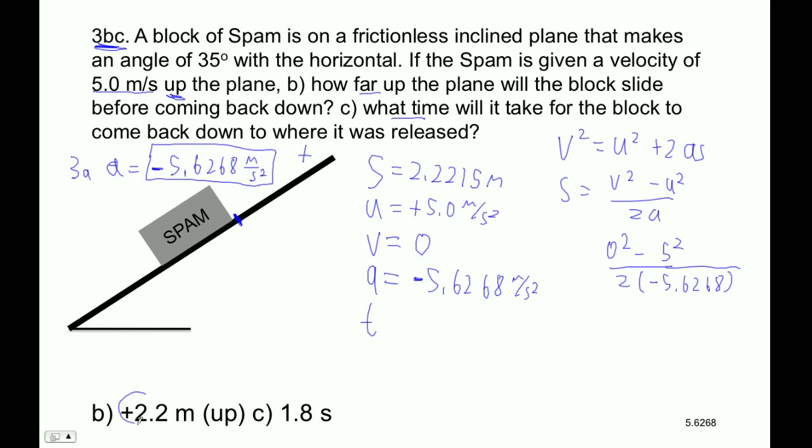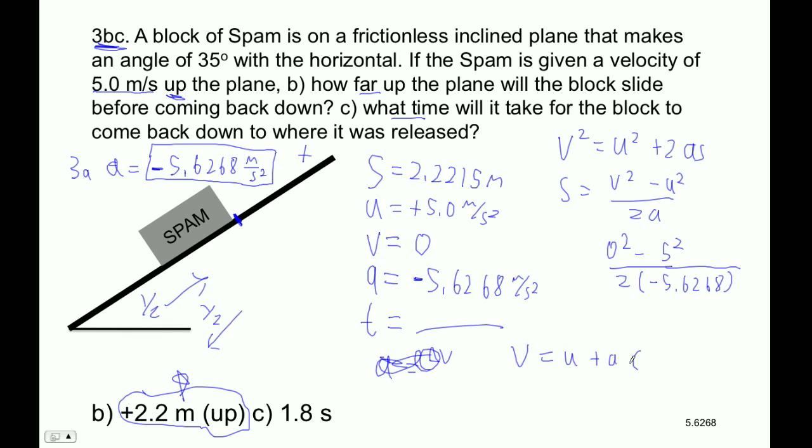So there's that answer. Then it asks how much time it takes to come back down to where it was released. To find the time, I'm going to find the time up first. That'll be half the total time, because it's going to spend half the time up and half the time down, because it's symmetrical. It'll accelerate down the plane just as rapidly as it decelerated up the plane. So to find the time, I'm going to use V equals U plus AT. That's the simplest thing.